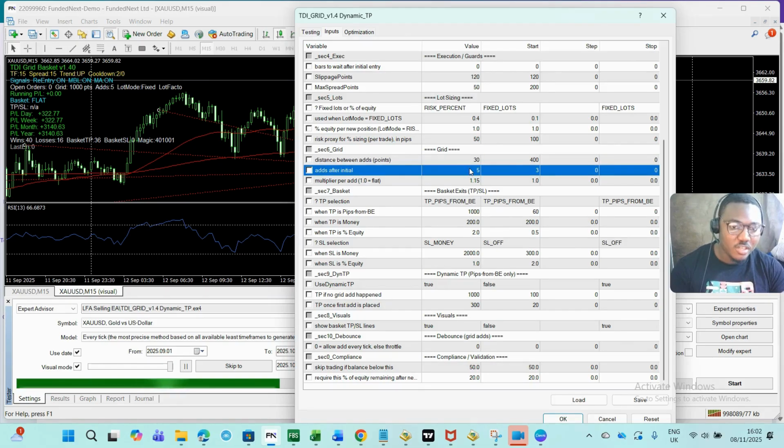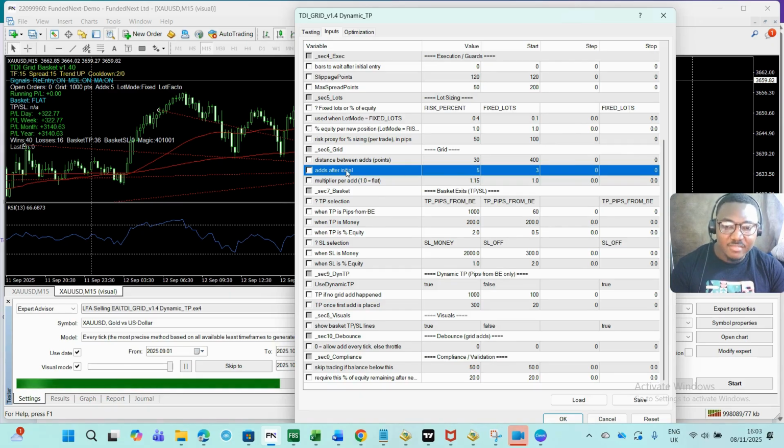If you are trading other pairs, depending on the broker, if it is 5 digits after the decimal point, then you have to set it to be 300. So it depends on your broker. Well, so for gold, I set it to 1000.